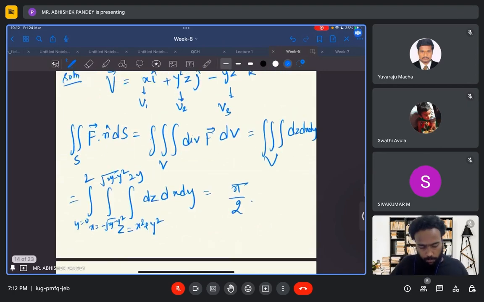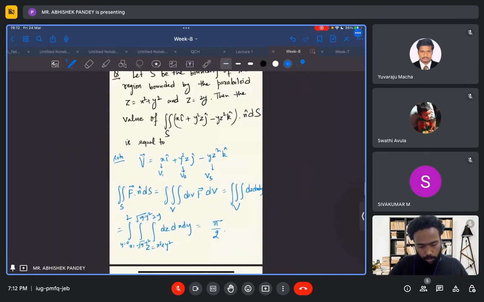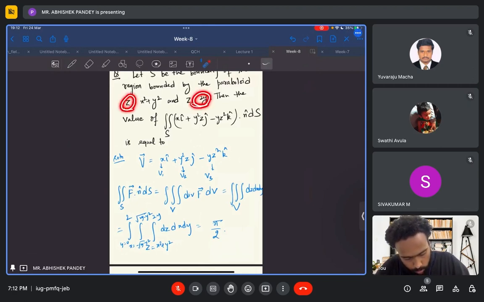This limit is clear to everyone, because here you just put z equals 2y, so you will get the limit of x in terms of y. Is it clear to everyone? You have to just apply the Gauss divergence, nothing else. I hope this is clear.